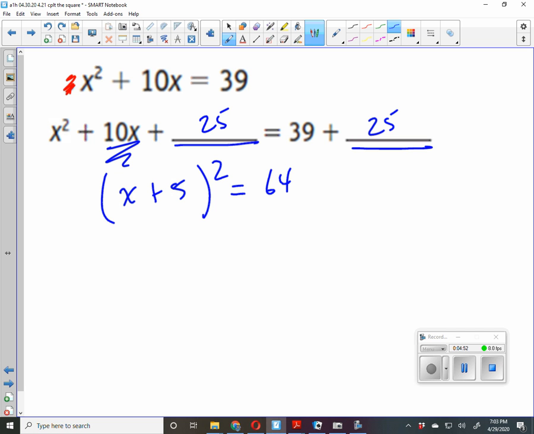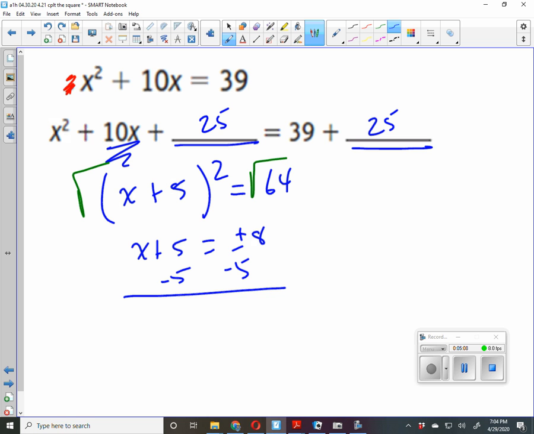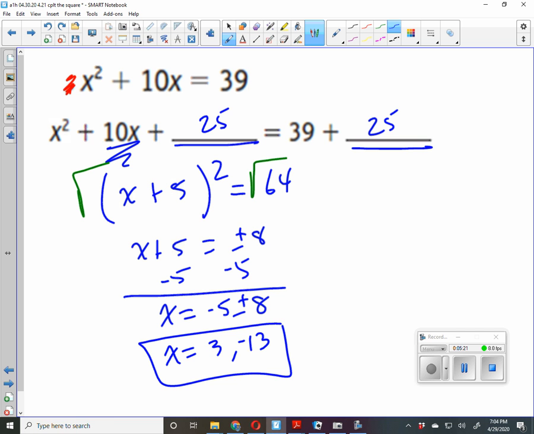Oh, wait a minute. This is now in vertex form. This is in a situation now where I could theoretically solve this. Take the square root of both sides. x plus 5 equals plus or minus 8. Subtract 5, and we got x is equal to negative 5 plus or minus 8, or x is equal to 3 and negative 13. So that's where we're headed, you guys.